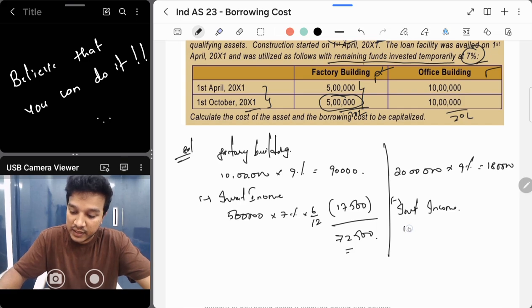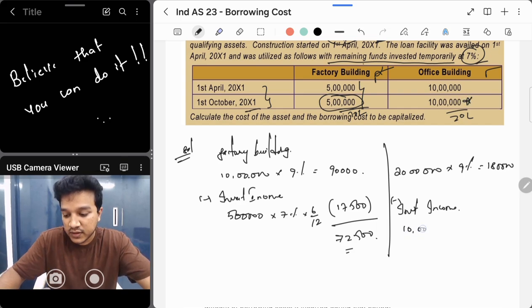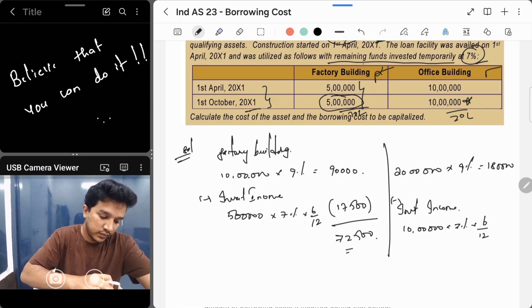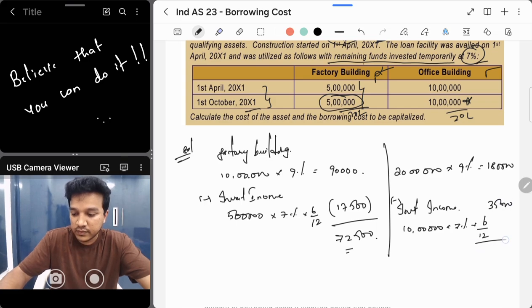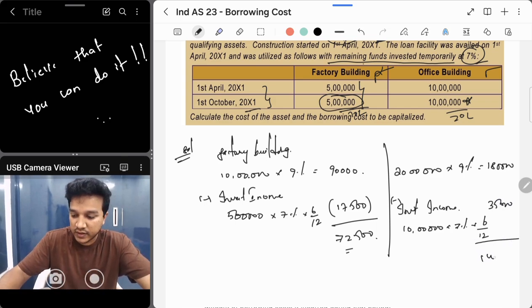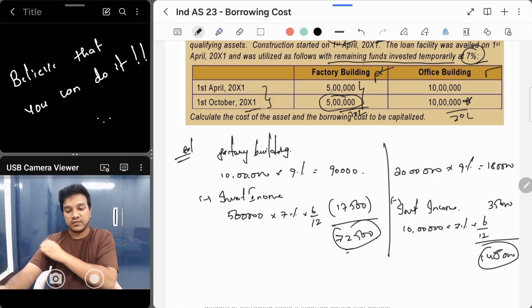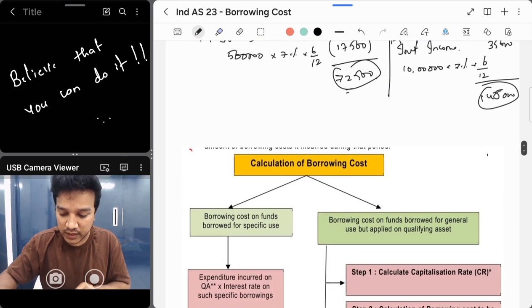तो इन्वेस्टमेंट कितना यहाँ पे 10 lakhs. This amount is invested for a period of 6 months. Don't forget the period. 7% into 6 divided by 12. 10 lakhs into 7% into 6 divided by 12. It comes to 35,000. ठीक है ना, उसको 180 में से हटा देना, 1,45,000. राइट, so this amount 1,45,000 72,500 that will be capitalized. I hope that is clear.